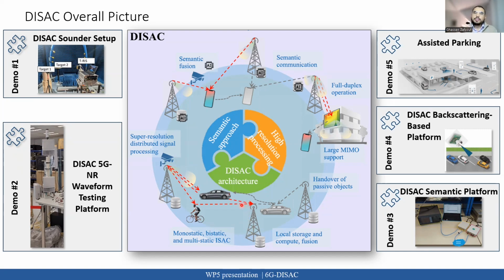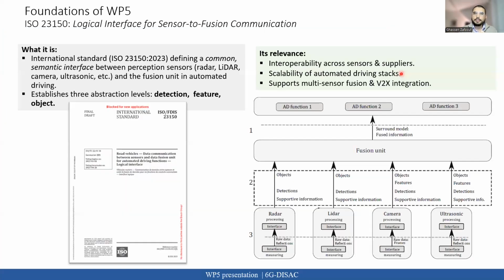So by its nature, DISAC has different facets, and in our work package, we have different demos, each focusing on a particular set of aspects within the framework of DISAC. Nonetheless, at the end, different components from these various demos will be fed into one umbrella demonstrator, which is demo number 5, and that we call here the assisted parking demo. Before talking about each individual demo separately, let us first start with understanding a few aspects related to the foundations of this work package, starting with the ISO interface.